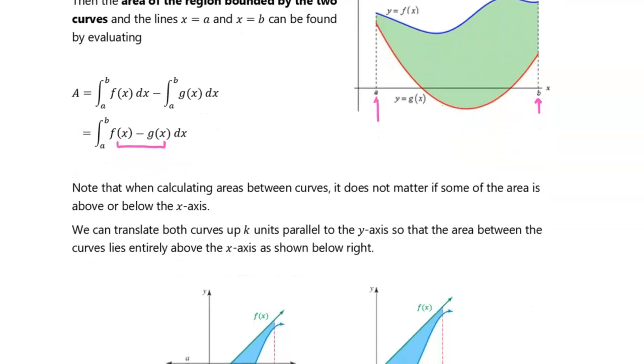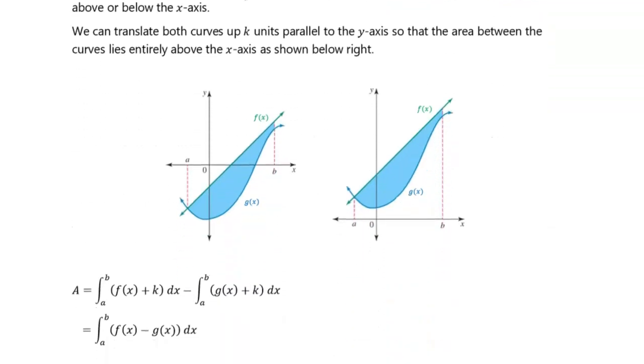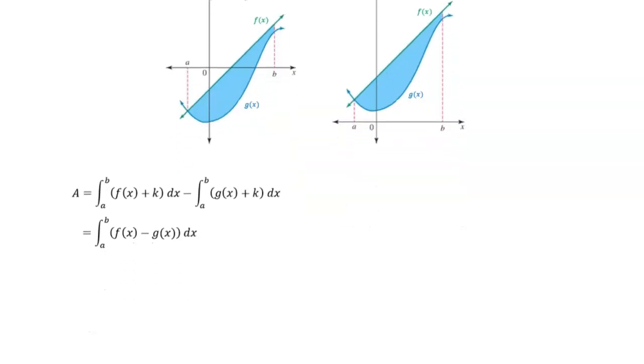Now, it doesn't matter if some of the area is above or below the x-axis, because what we could really do is translate those two functions up or down, and we would have an equivalent area. So instead of partially being above and below the x-axis like we have here, we could translate them above it. Algebraically, we have f(x) translated up k units, and g(x) where we've done the same. And like we spoke about before, if we put those two integrals together, you have plus k minus k, meaning it's equivalent to the original expression.